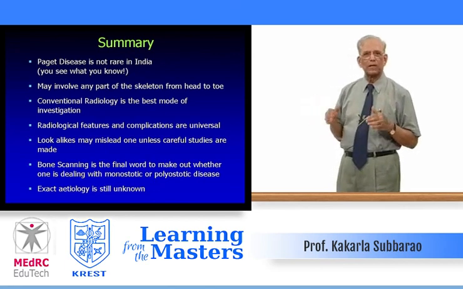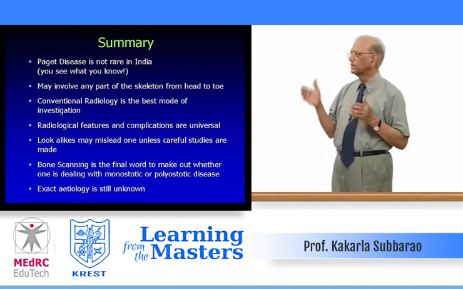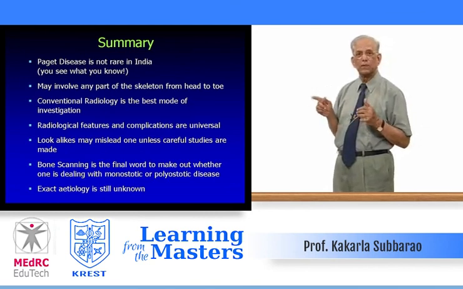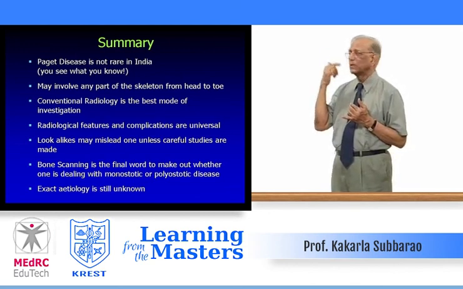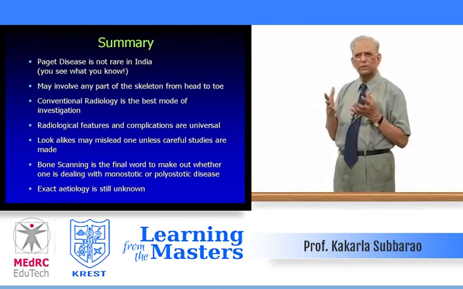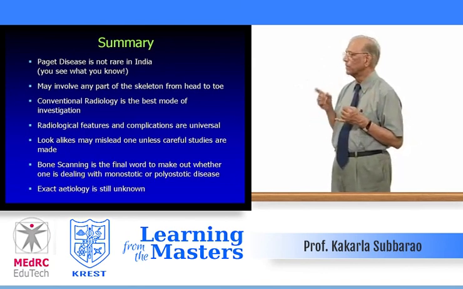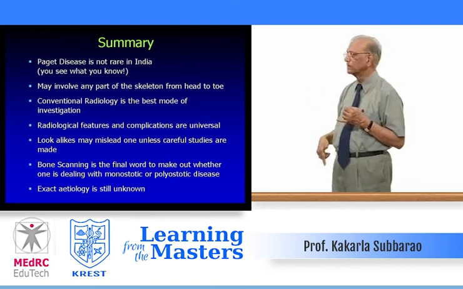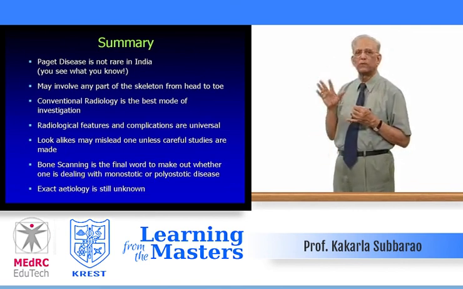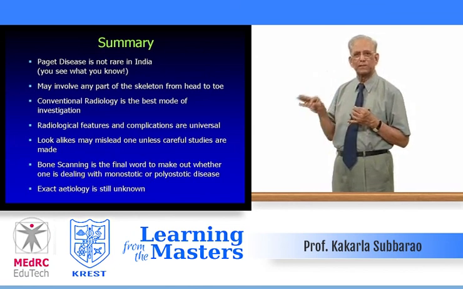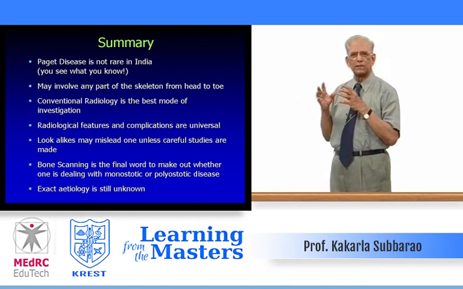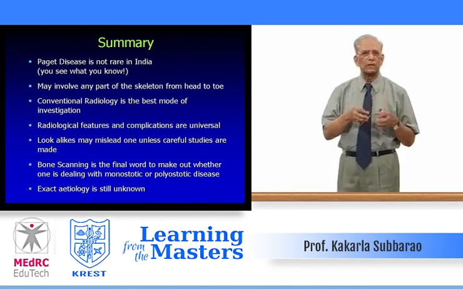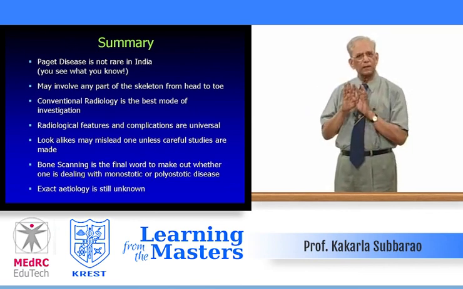To sum up what we have described earlier, these are the points that you have to take home. Remember these. Paget disease is not rare in India. Unless you keep it in your mind that there is an entity called Paget disease, you can't really diagnose it. You see what your mind thinks. It may involve any part of the skeleton from head to toe. Conventional radiology is the best mode of investigation, simplest, cheapest, and best. Radiological features and complications are universal. Whether Paget disease occurs in England, New York, Australia, or Hyderabad, the findings are universal.